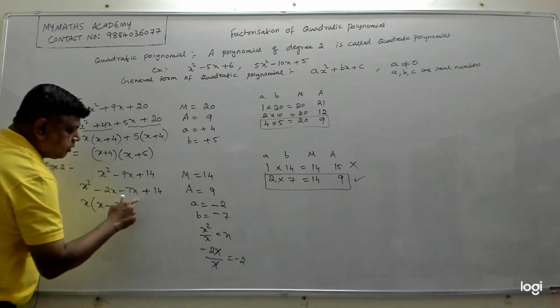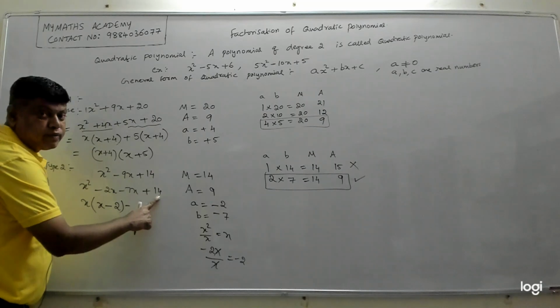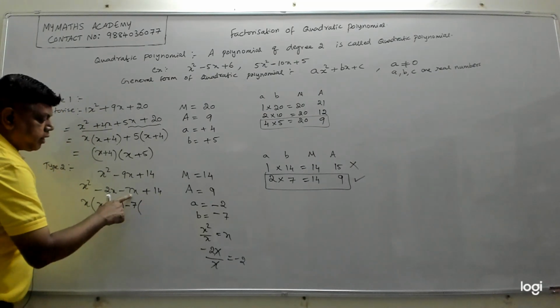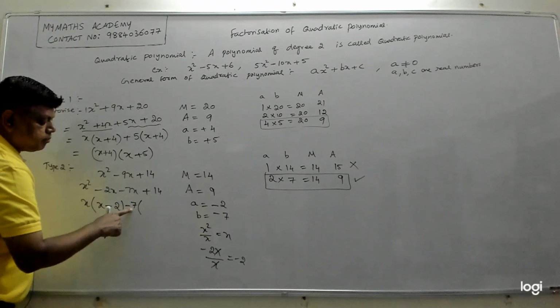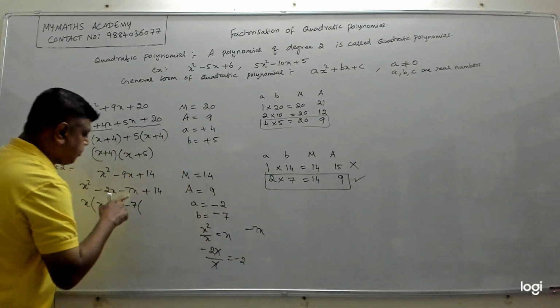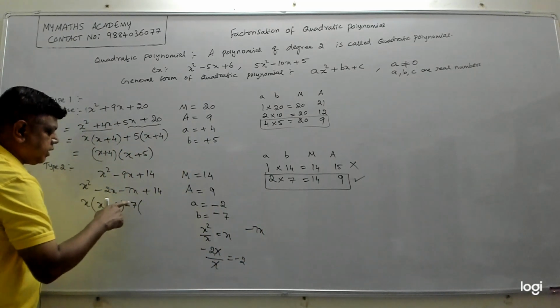In these two, what is common? This also goes in 7, this also goes in 7. 7 table. So 7 is common. If I take 7 common, what do I get? From minus 7x, if I take minus 7 common, which means I should divide minus 7x, from minus 7x, I am taking minus 7 common.